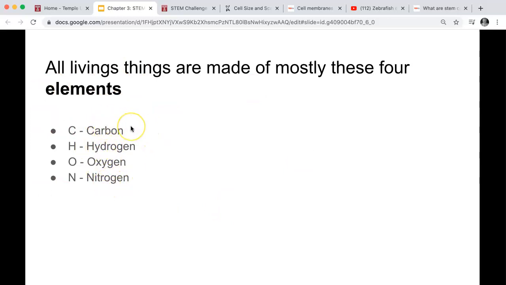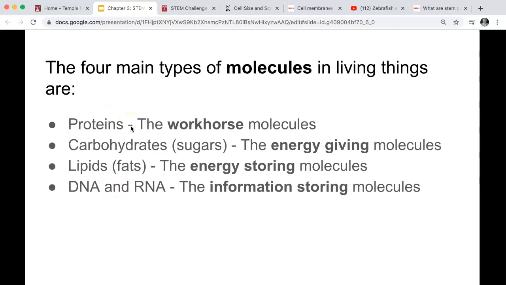But remember, those then come together to make the 4 main types of molecules. And the 4 main types of molecules in living things are proteins. Think of proteins as the workhorse molecules of your cells. Carbohydrates, that's what gives us the energy in our cells. Lipids, that's how we store our energy. And the information to make cells and carry out processes is stored in the DNA and the RNA, the information storing molecules.